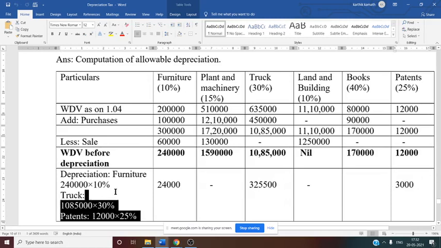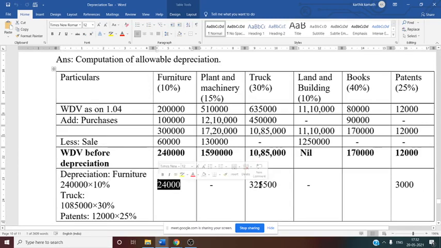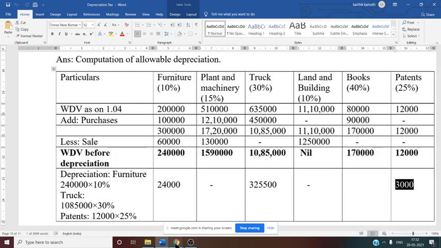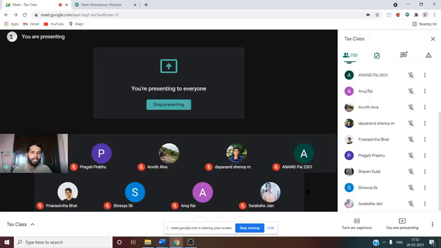So these three items you can calculate directly. That is why they are calculated first. Furniture, truck and patent. Remaining all columns you can put dash. Any doubt, any question? Have you all understood?